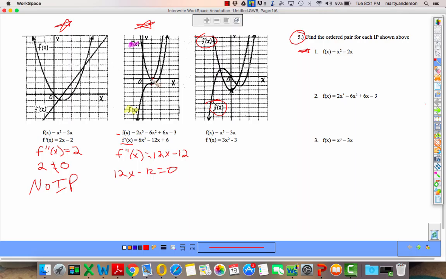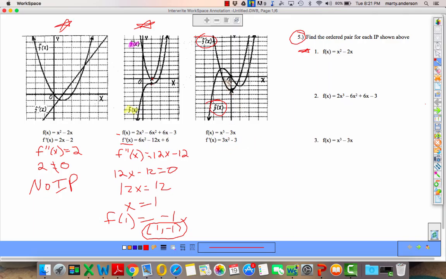How do we find a turning point? We set it equal to 0, because that's the slope of the turning point, and I get 12x equals 12, x equals 1. Plug back into the original function, always back into the original function. That's going to be a real key on these problems. f of 1 in this case will be 2 minus 6 plus 6 minus 3. That's 2 minus 3, that's negative 1. So I get (1, negative 1), which we should have been able to see up there. But this is how you do it algebraically by using the derivatives, which is going to be useful as we continue.